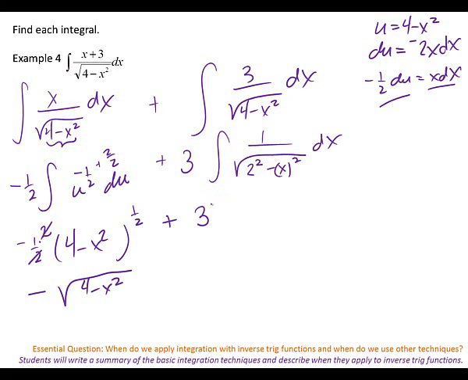Which one is it? You guys should be looking at the chart. Arc sine. Okay. So does arc sine have anything in front? No. So we just write arc sine. Again, there's your u. This is your, I'm sorry, I've got it backwards. This is a, right? That's u. So arc sine of u over a.